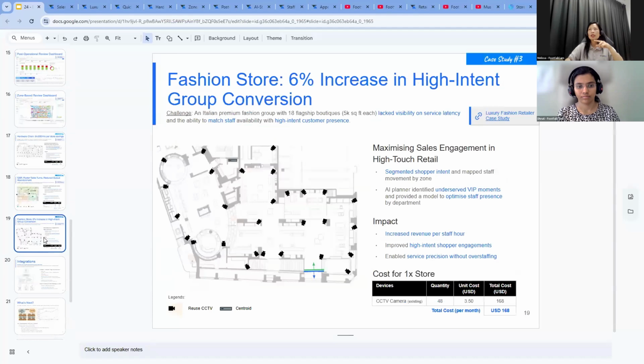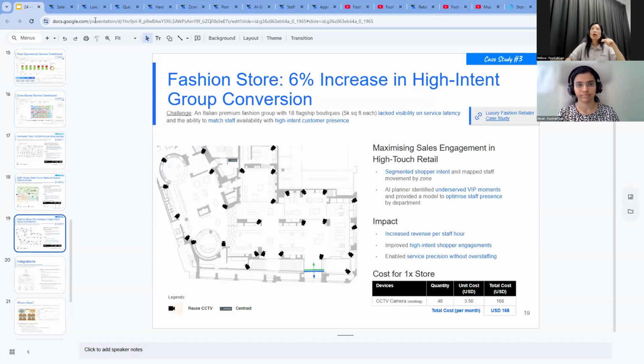Let's look at one last one, which is a fashion store. It's a bigger fashion store, more luxury type, so a higher ticket price. They needed segmented shopper intent. Because you're going to have some people who come in, just browse and go, but you equally have those VIP customers who are underserved. So the staff really need to know who to serve, so you want to optimize the staff presence there. And this one, again, similar to the hardware store, we don't even need to install a separate device on the shop floor. We are reusing all the CCTV they already have with our Centroid 48, and again at that monthly cost.